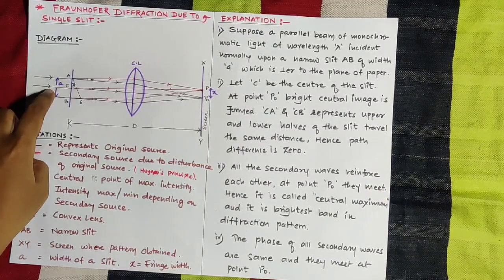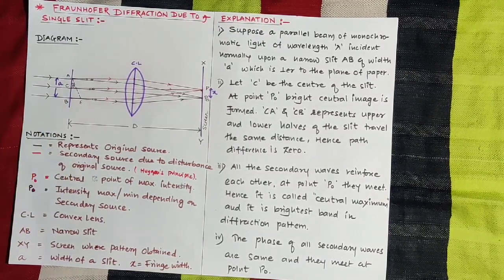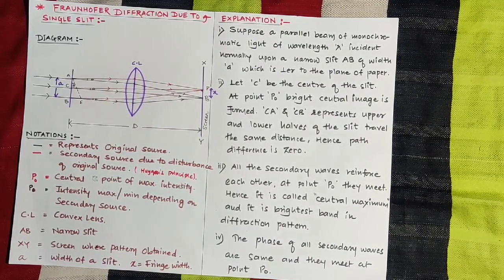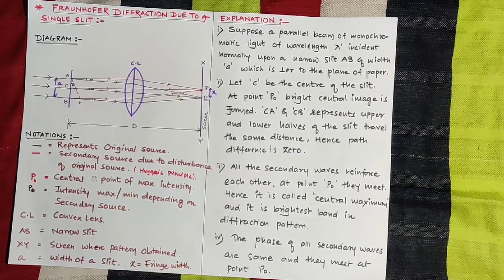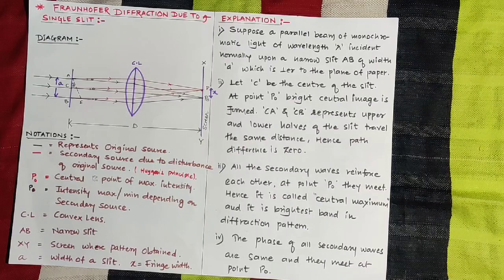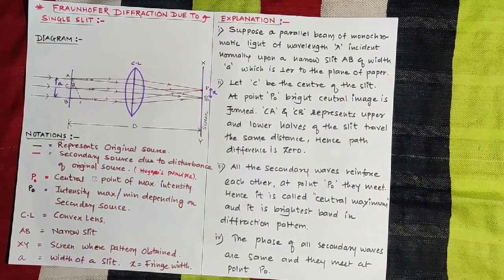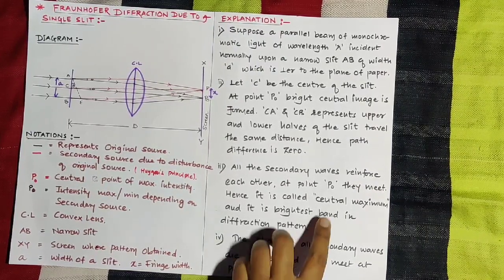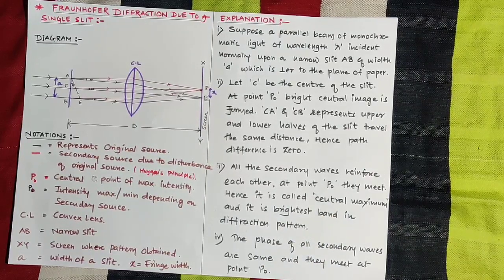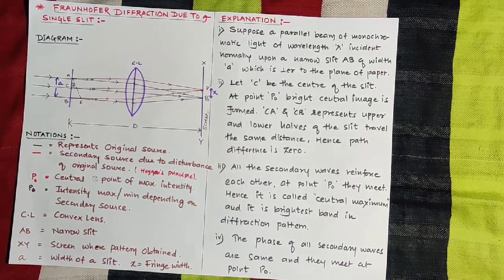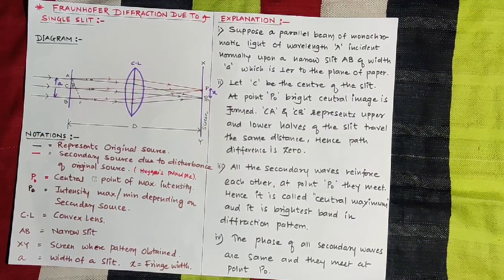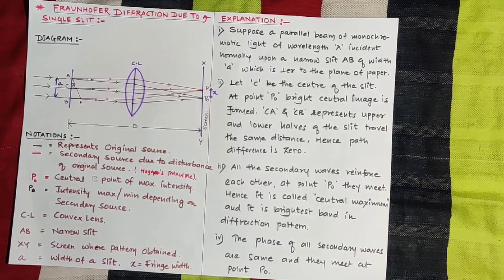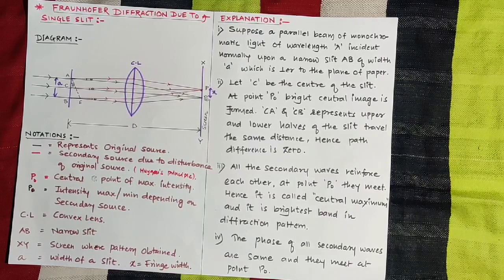That means after the original source passes through this slit AB, each and every source of light is reinforced with each other, but those reinforced secondary waves meet at point P0 only. Because of that, point P0 is called the central maximum, and it is the brightest band in the diffraction pattern. The intensity at P0 is maximum as compared to the other alternate maxima and minima.